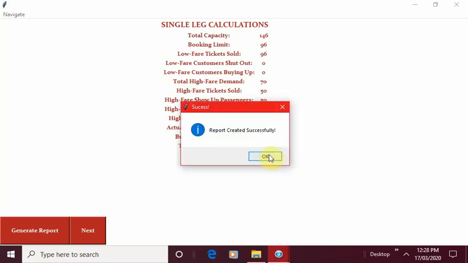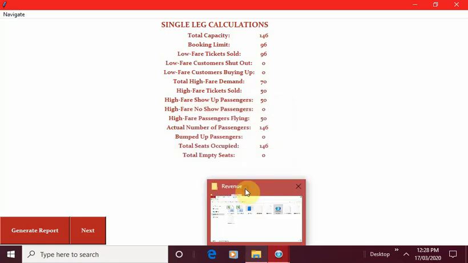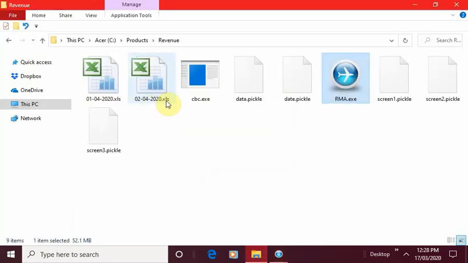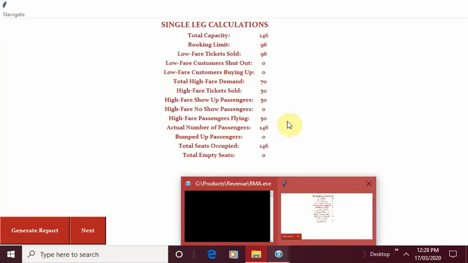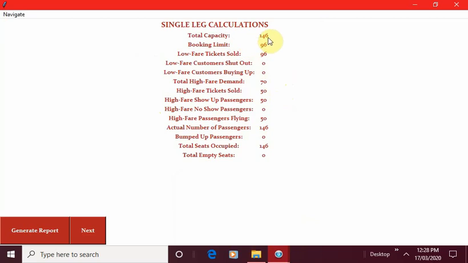Okay, the report is generated successfully here, which is for the 2nd of April 2020. Let's go back to the screen and see the calculations. Total capacity is 146. There is no virtual capacity added, no overbooking. So booking limit has been set to 96. Low fare tickets sold is 96, and the total high fare demand was 70. High fare tickets sold was 50 because the protection level is 50. The high fare show up passengers is 100% of the high fare tickets sold.